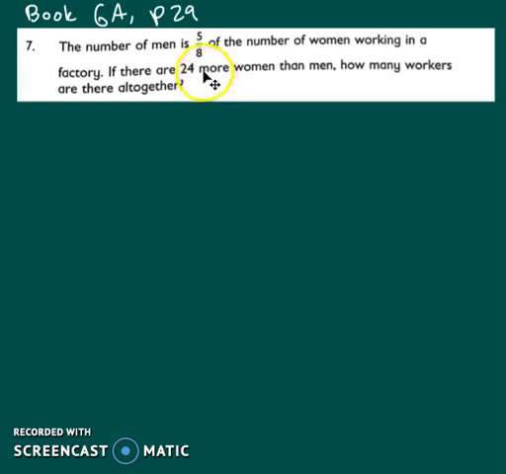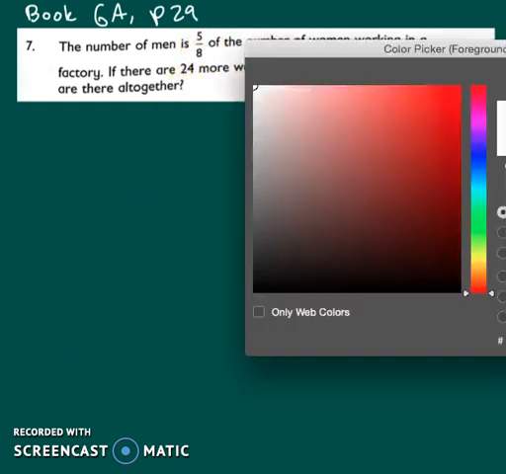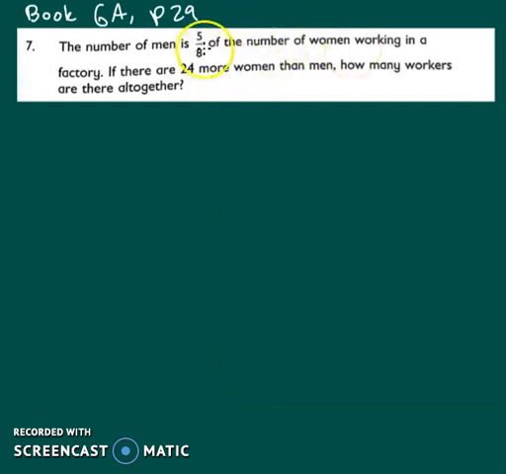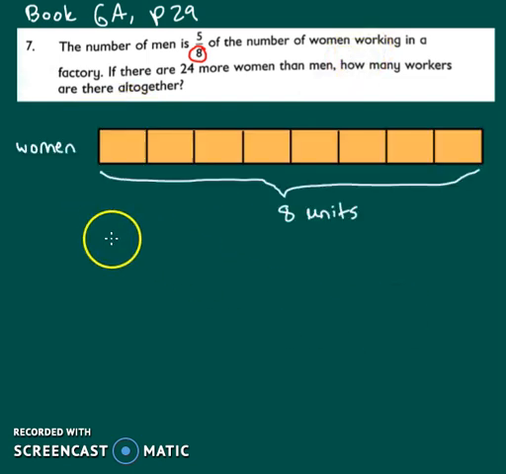So if we know that the number of men is 5/8 of the number of women, why don't we draw units that can be divided into 8? Let's use that denominator that's given to us to draw a number of units that's divided up into 8, like that. So here's a bar graph made up of 8 units representing the number of women. So now it makes it a lot easier for us to figure out how many units represent men.